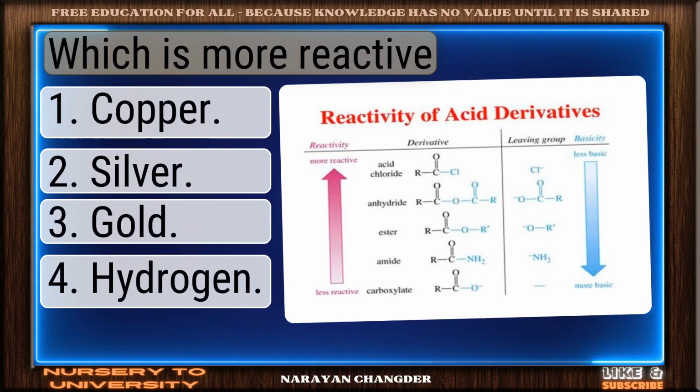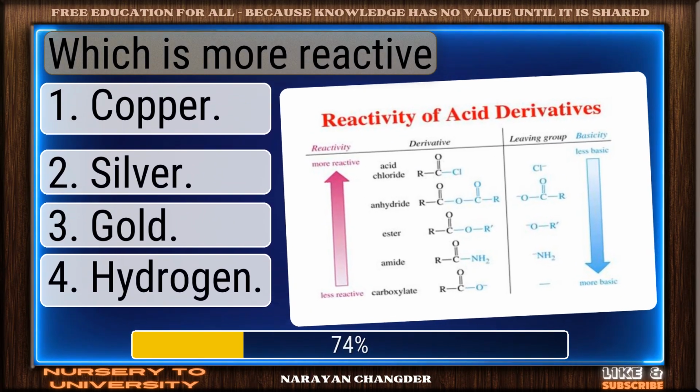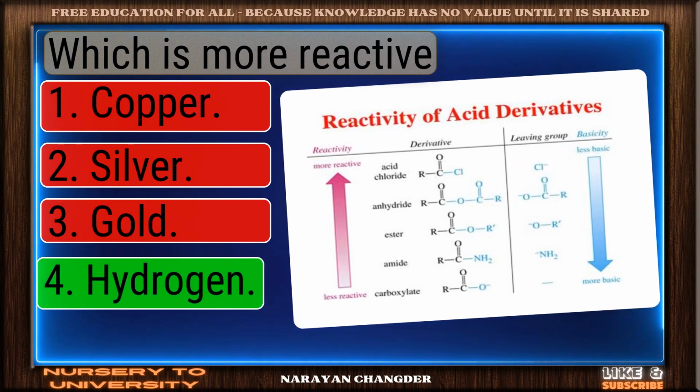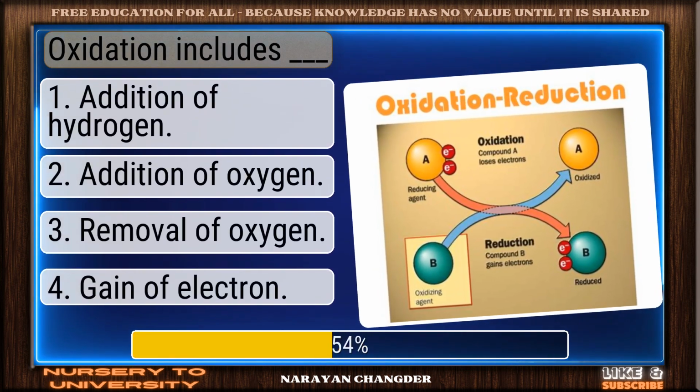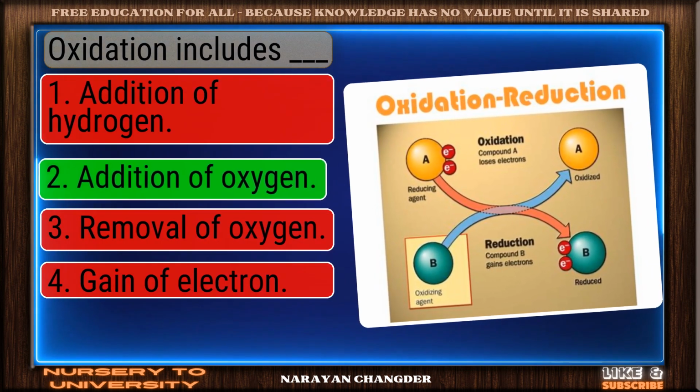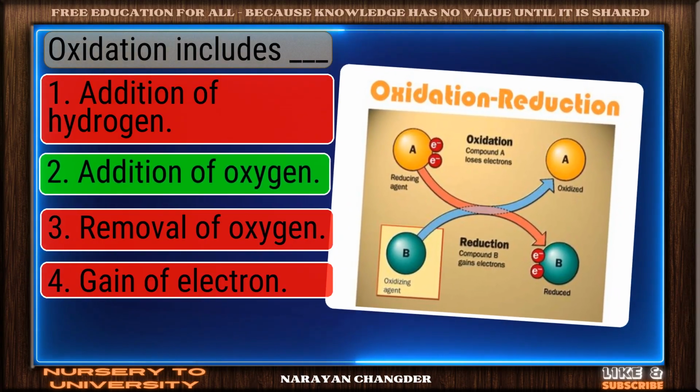Which is more reactive? Sharp thinking. Hydrogen is right. Oxidation includes dash. Right choice. Addition of oxygen is best.